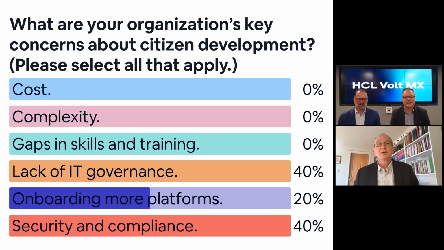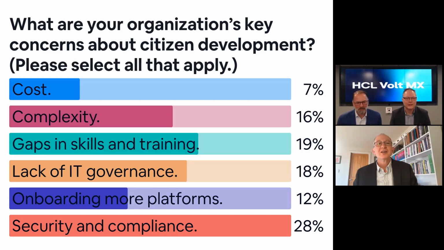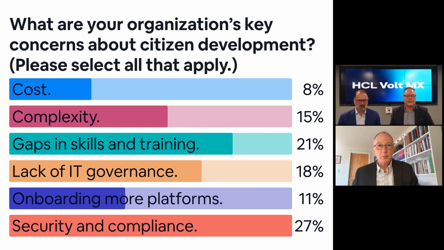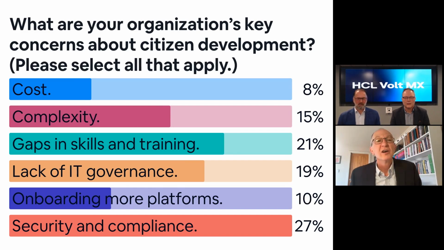Could have predicted that one. Okay, there we go. So it's updating. At the moment, gaps in skills and training is in the lead. Lack of governance is right behind, and that doesn't surprise me at all. We're getting more votes, and the proportions are staying about the same. No, security and compliance is jumping way ahead. Okay, I didn't see that bottom line until just now. All right, so I think this is settling down, so we can tell right away that security and compliance are people's top concern, and I bet that doesn't surprise you guys.